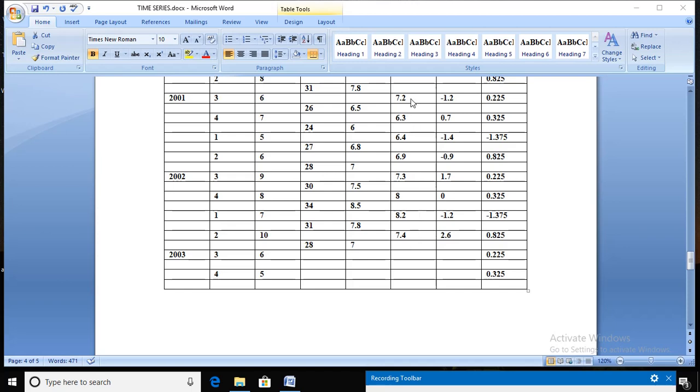Now that 0.2 is divided by the number of trend values, 1, 2, 3, 4, 5, 6, 7, 8. So 0.2 divided by 8, what you're going to get is the mean change in the trend values. So you will keep on increasing the trend values by that value.